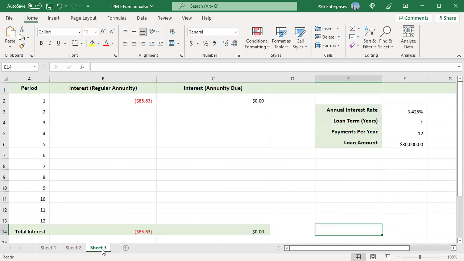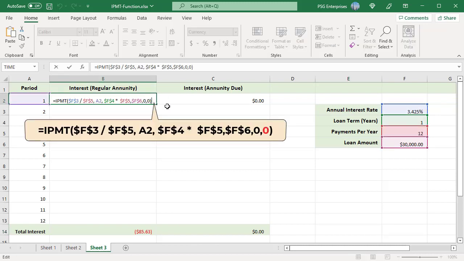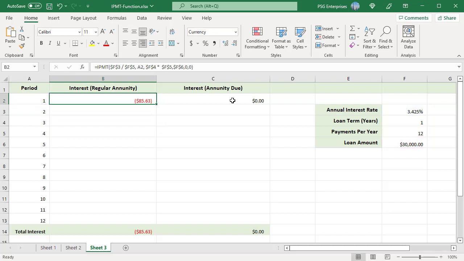To calculate interest for the same loan, the same payment frequency but different annuity types, regular annuity and annuity due, use the full form of the IPMT function. Use this formula for regular annuity where payments are due at end of period. Pass 0 for payment type.